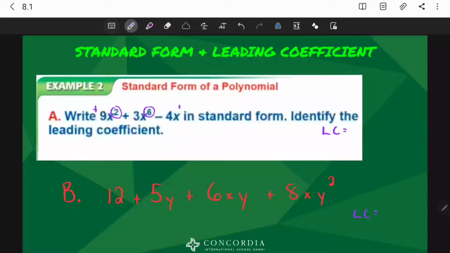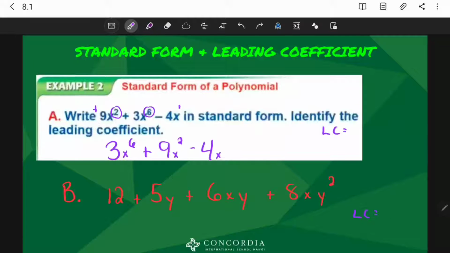It's unwritten, but we know that's a plus 9x. So I can easily see that the 3x to the power of 6, 6 is the highest power in there. So in standard form, I would rewrite it as 3x to the power of 6, and then I'm going to add my plus 9x to the power of 2, and then my minus 4x. I don't need to put the power of 1 there, but that's how it goes.